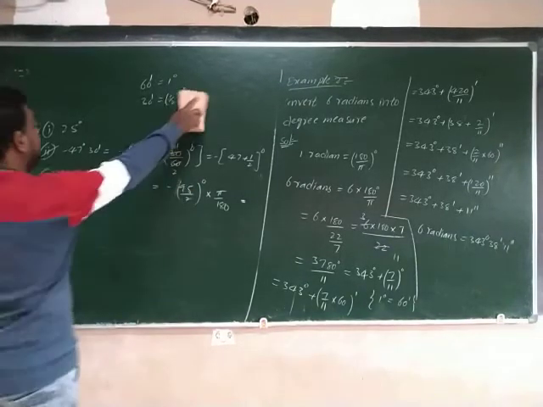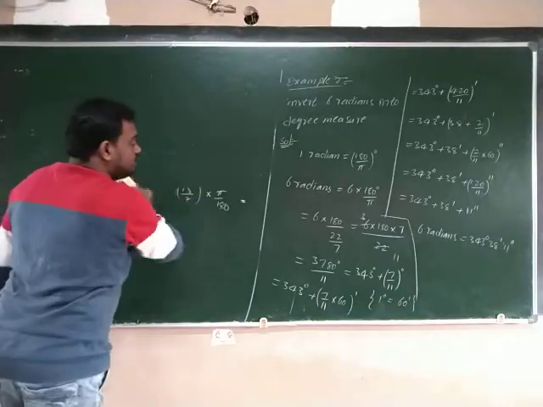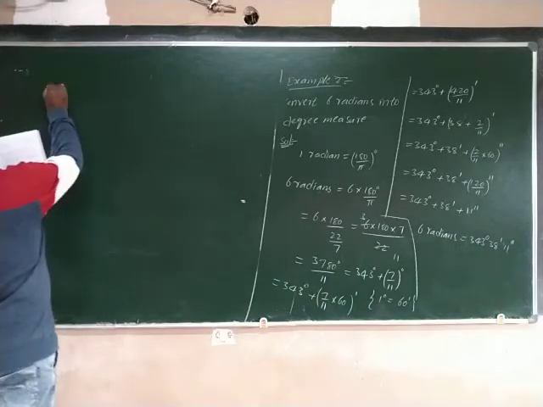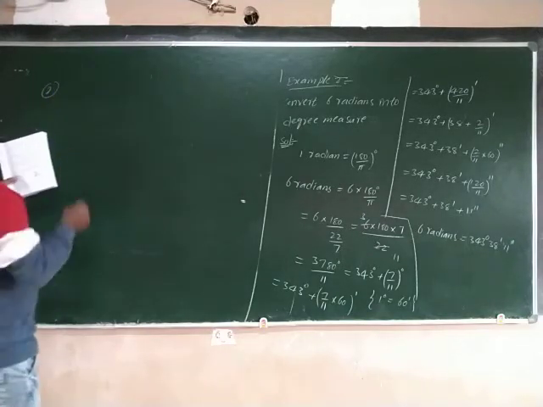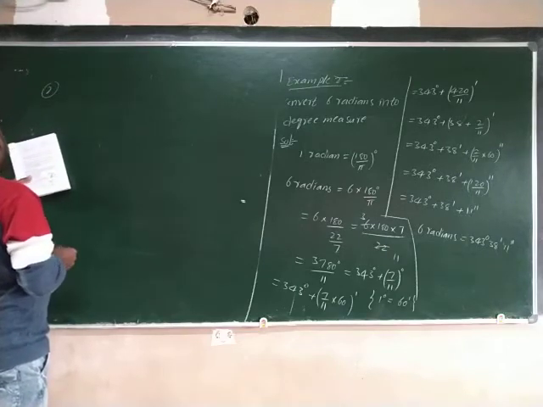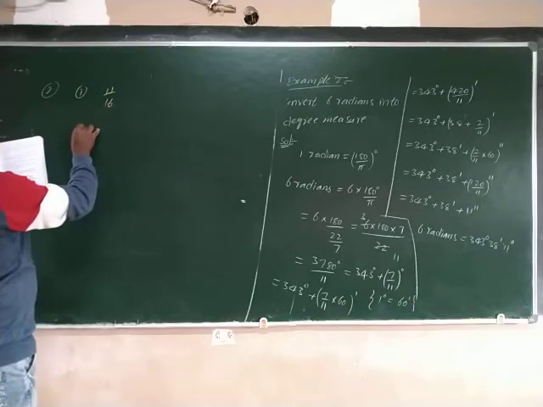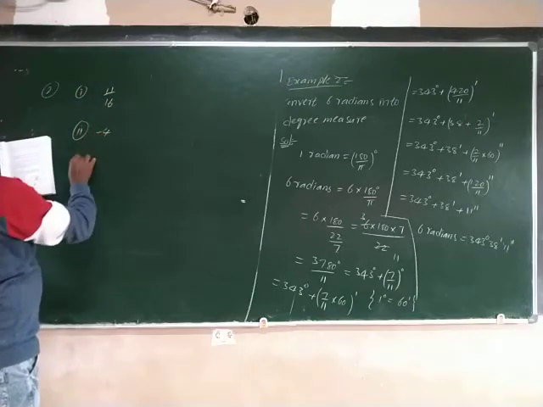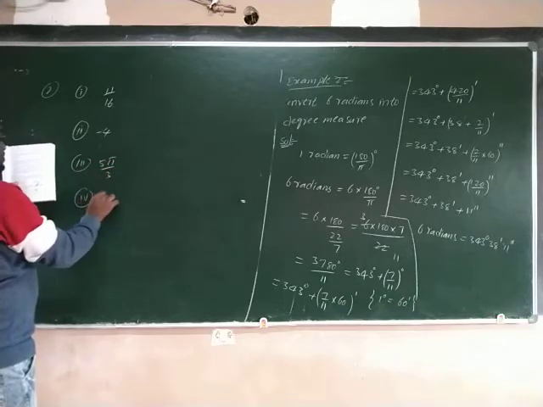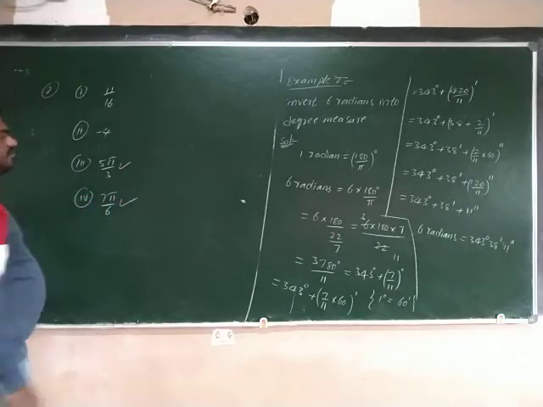Maybe all the people have the textbook. Next, question number 2: find the degree measure corresponding to the following radian measures. Use pi equal to 22 by 7. First one 11 by 16, second one minus 4, third one 5 pi by 3, fourth one 7 pi by 6. So these two are very easy.